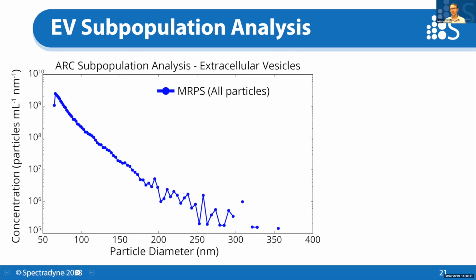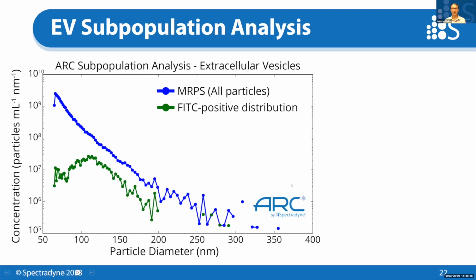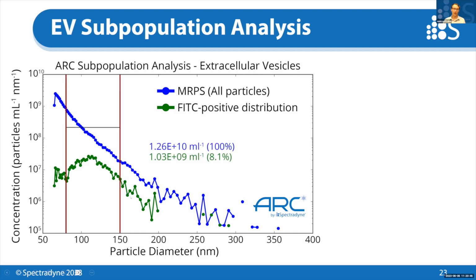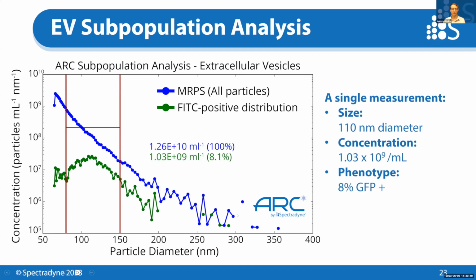So now we can get into more nuanced subpopulation analysis of this sample. Before we had the total particle size distribution, now we can look at the size distribution of just the fluorescent FITC positive particles in the sample. And now we can identify the subpopulation of particles in the sample, and we can be quantitative over any size range here too. So whereas the total particle size distribution showed, on this size range, a concentration of about 1 × 10 particles per mil, the fluorescent subpopulation is a factor of 10 lower, only 8% of the particles here. And that's how we mixed the sample up.